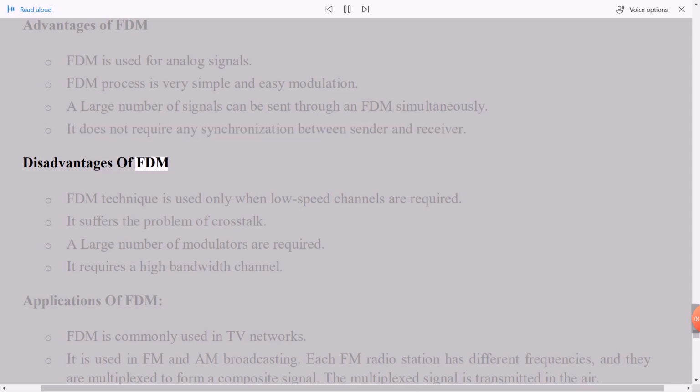Disadvantages of FDM. The FDM technique is used only when low-speed channels are required. It suffers the problem of crosstalk. A large number of modulators are required. It requires a high bandwidth channel.